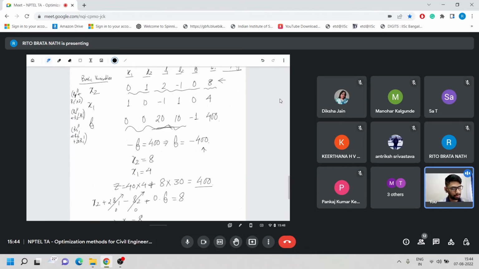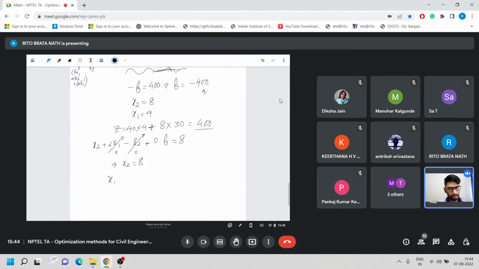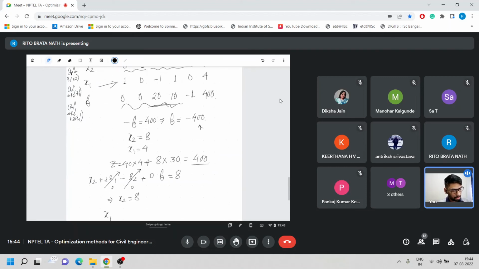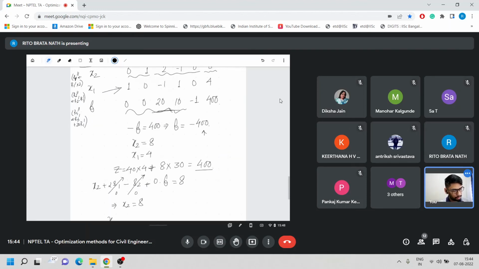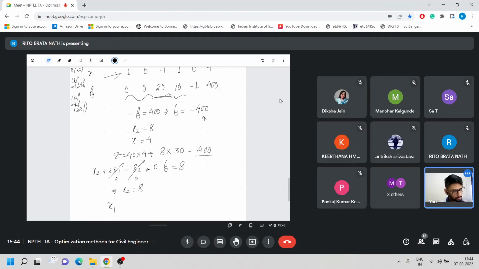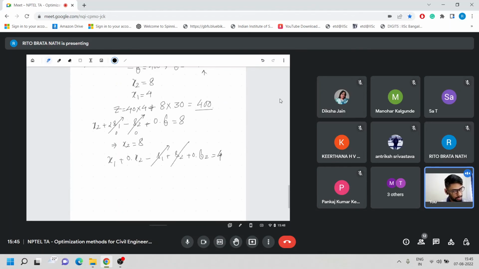Okay, and for the second row, you can similarly write it down as x1 plus 0x2 minus s1 plus s2 plus 0f2 equals to 4. And again, you know that these are not in the basis. So this becomes 0, this becomes 0, and you are left with x1 equals to 4. Okay, so that's clear, I guess now. Okay, so this is fine.